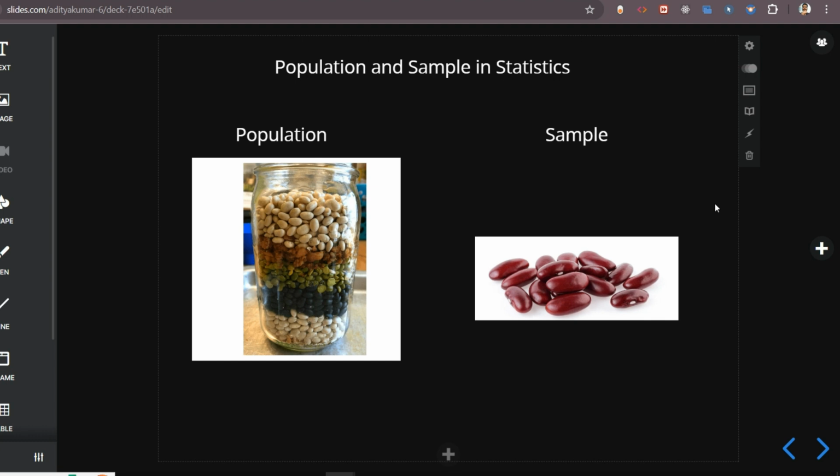That is not possible actually, because the number of people who are casting their votes is large, right? So what they can do is go to a particular area, ask a few people, and try to understand the voting intentions in that particular area, right? So this is an example.